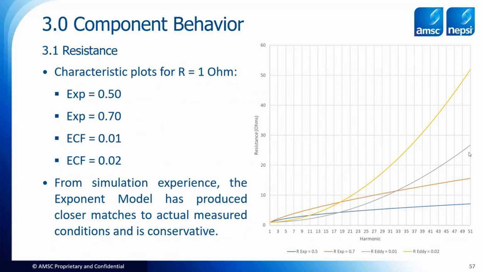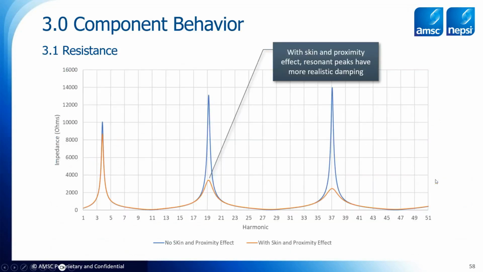Again, from my simulation experience, I've preferred the exponent model because it produces closer matches to the actual measured conditions. In other words, I'm actually benchmarking cases, an actual measurement versus a simulation. And when I've used the EXP method, I seem to get much closer. And as I noted, it is conservative. In other words, it's not increasing resistance as much, which means that the higher harmonics will have a bit less damping, a bit more peakage to it. And you can see that here in this scan.